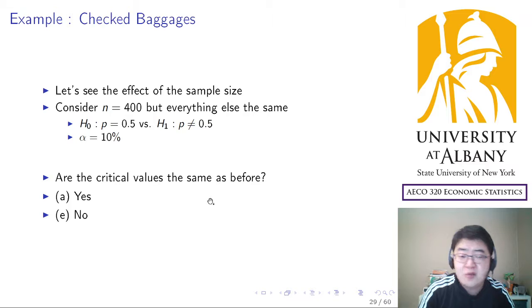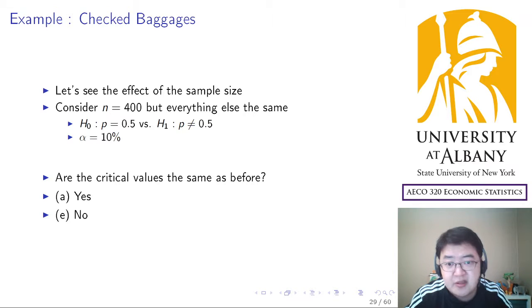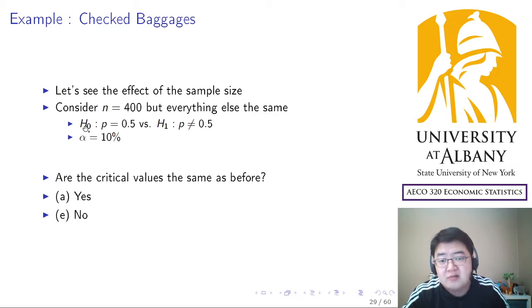Now what I'm going to do here is I am going to change the sample size. I want to see what happens when you increase the sample size to 400. Everything else being the same, I'm going to calculate type 2 error probability, and the hypothesis the same, significance level the same, everything being the same.